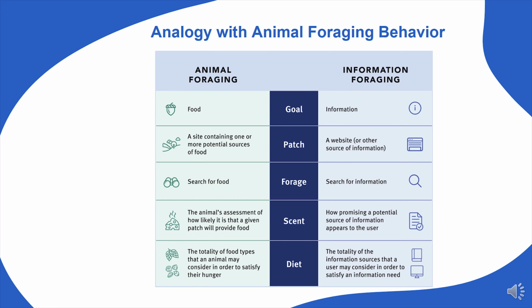Here is the analogy between animal foraging behavior and information foraging. There are five aspects shared by animal and information foraging: goal, patch, forage, scent, and also the diet. For the goal, we usually look for information, and the information comes from the website, and how we forage is we search for the information.